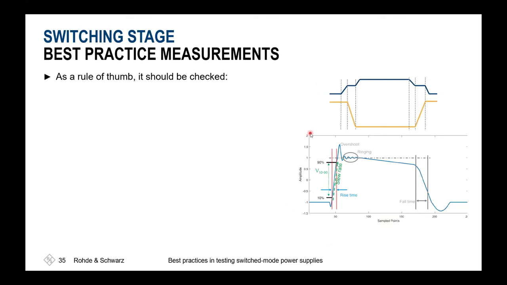What shall be done? First of all, if we'd like to see our switching stage, we are switching between a certain low and high value. And there we are interested, first of all, in the slew rate, so that we are not too fast or too slow. Also, how large is the overshoot, ringing, and the differentiation between ringing and overshoot is quite easy.